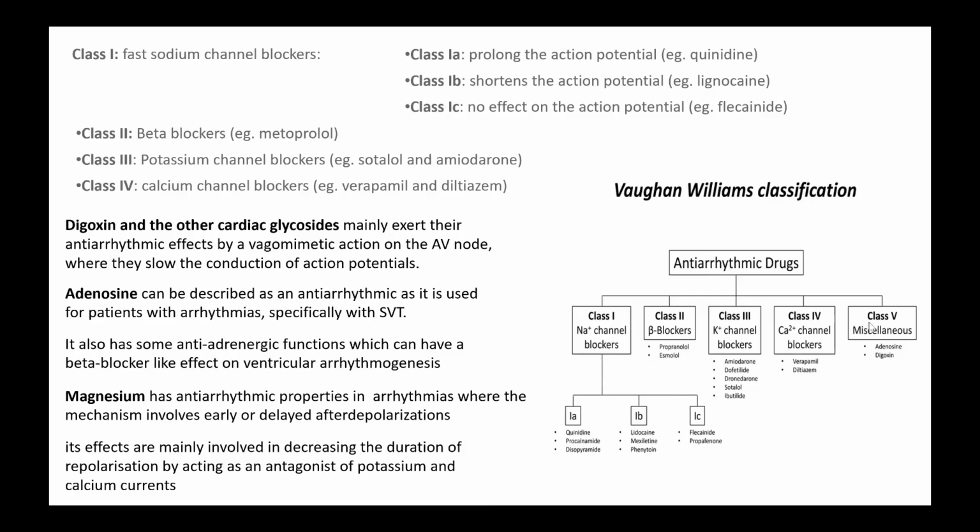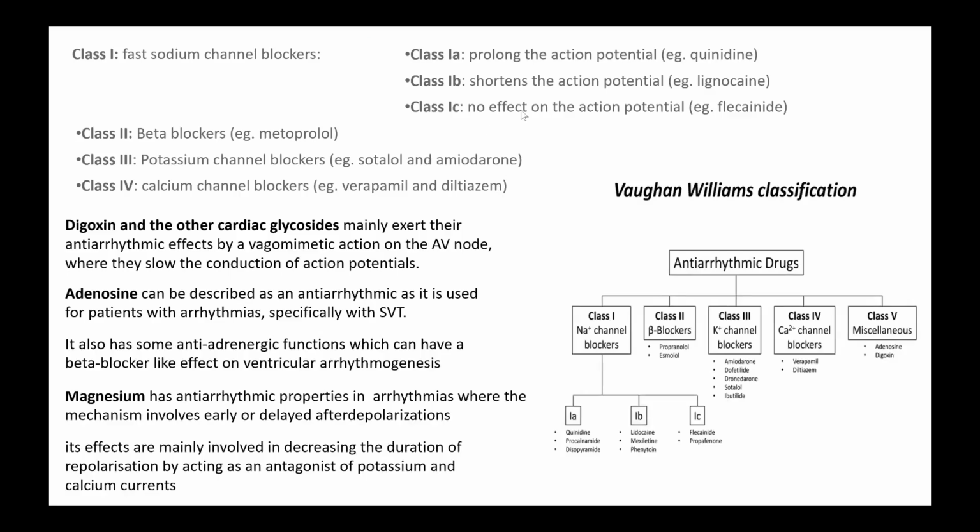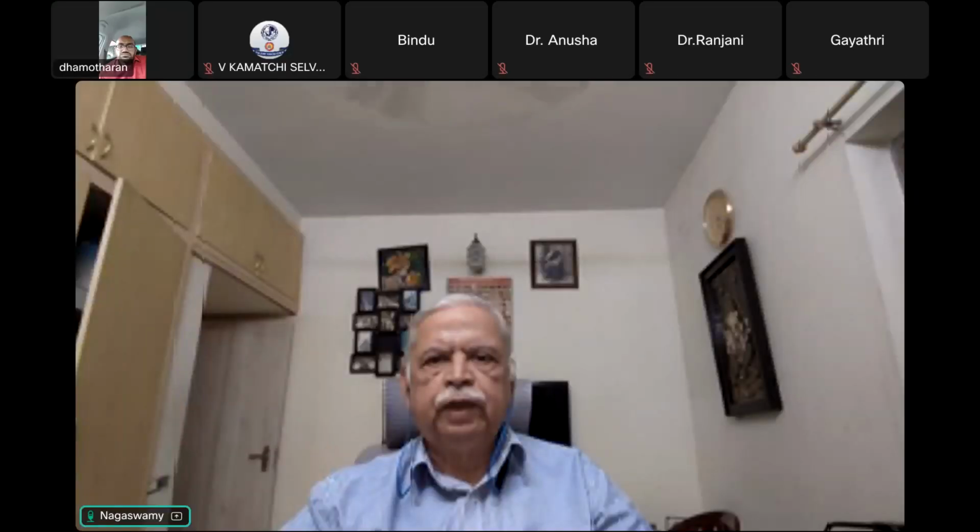And now they have included these also as a class 5 miscellaneous. But the older classification is only up to class 4, and these are the examples. This is again repeatedly asked in the examination. We must be aware of that. Okay. This is the answer for this theory question, which is again repeatedly given in the exam.